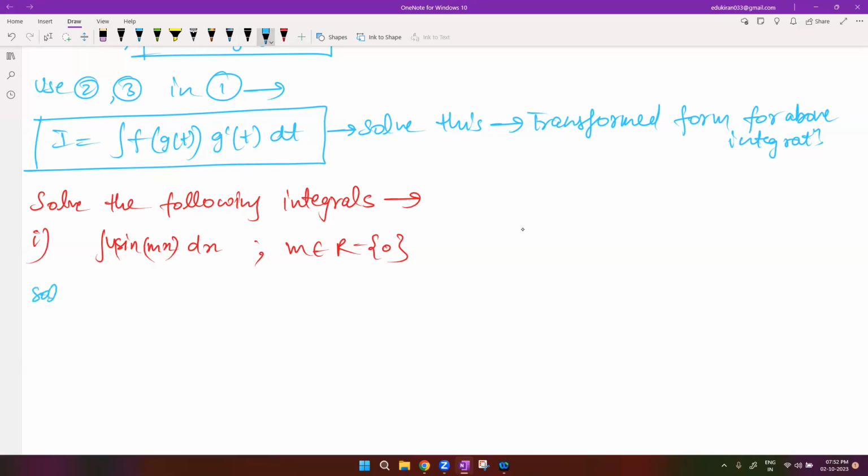So we'll use substitution. Substitution how? Okay, x equals g(t), but what is g(t)? g(t) is a function of t, right? So x will be something like tan t, or something like this.